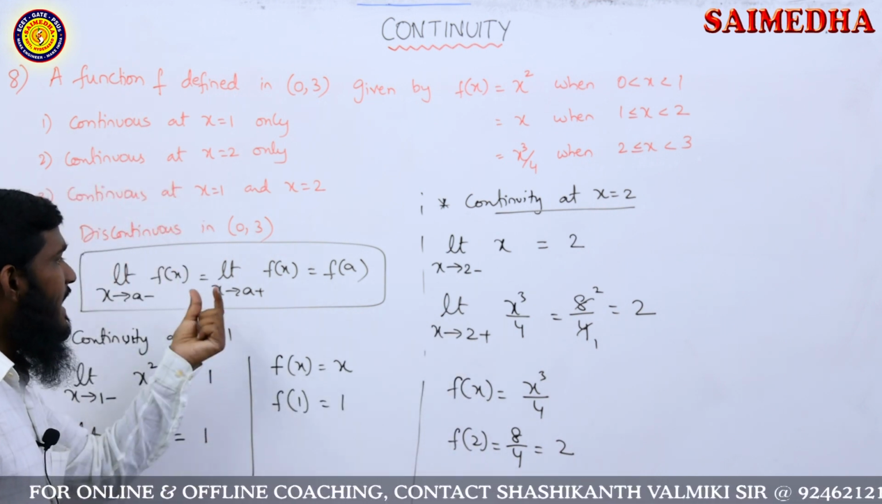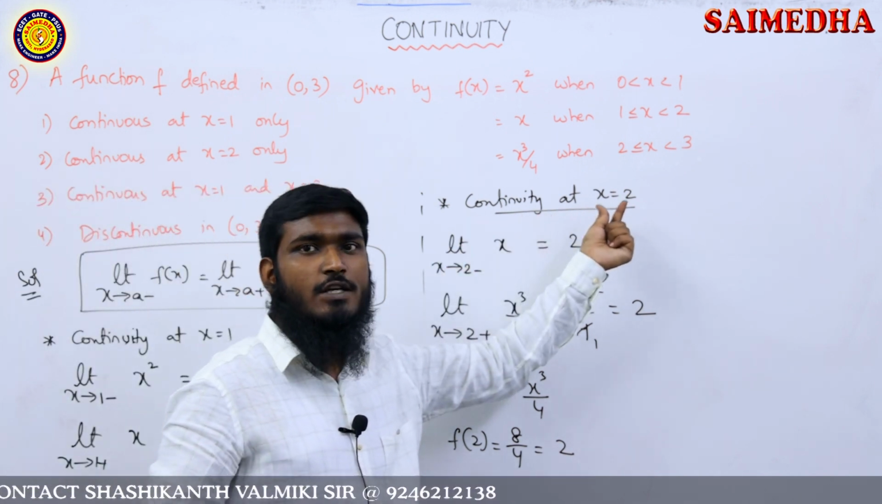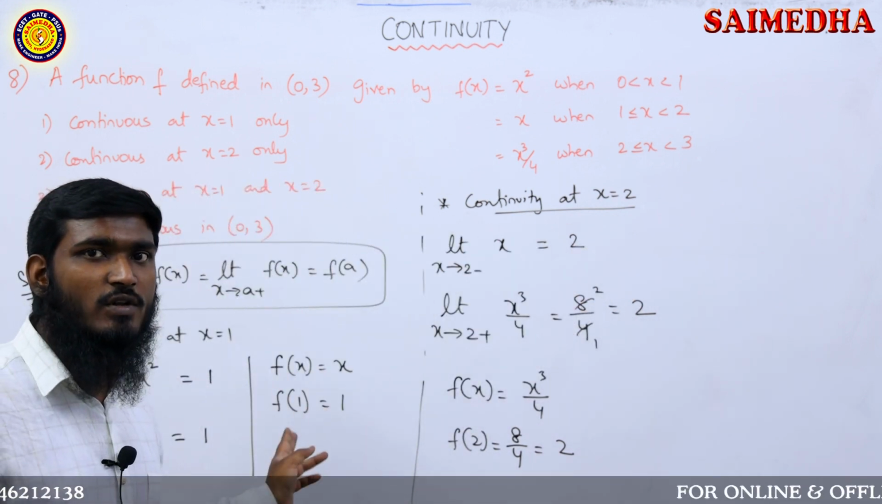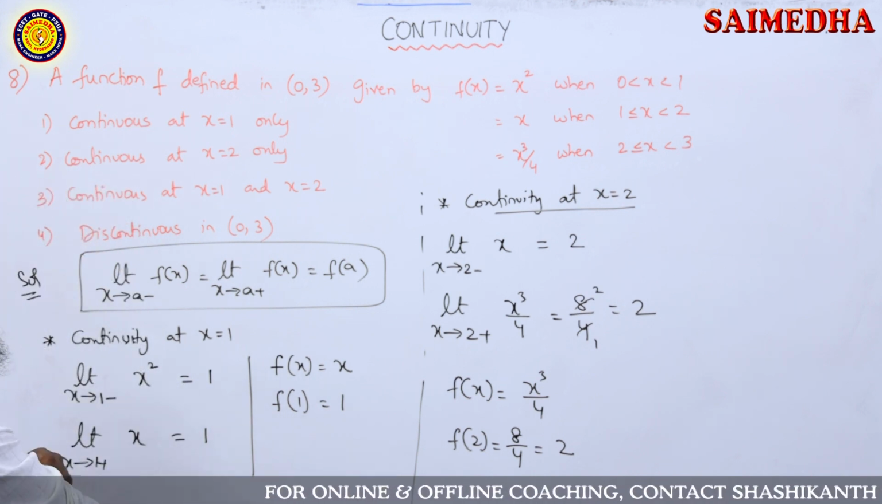So if you are taking x equals 1, the function is continuous, and if you are taking x equals 2, the function is continuous. For both the values, x equals 1 and x equals 2, the function is continuous. Now let us see the options over here.